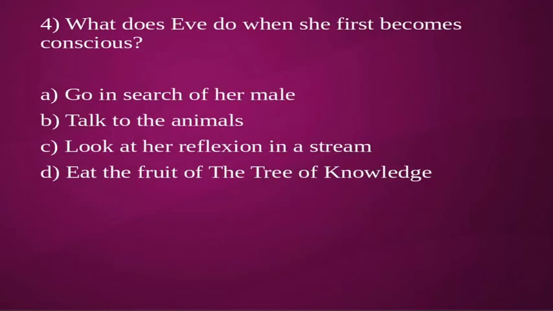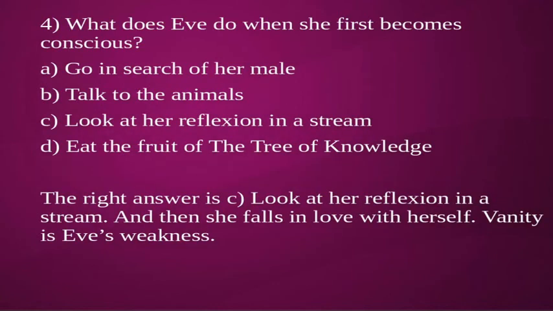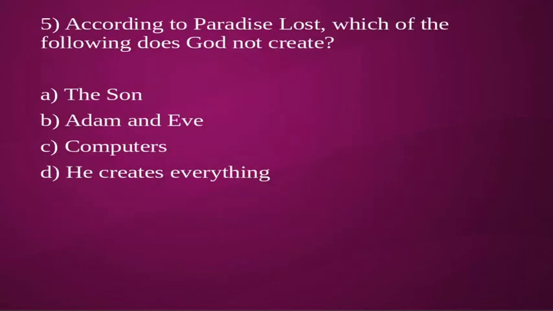Question number 4 is, what does Eve do when she first becomes conscious? Option A, go in search of her mate. Option B, talk to the animals. Option C, look at her reflection in a stream. And Option D, eat the fruit of the tree of knowledge. The right answer is C, look at her reflection in a stream, and then she falls in love with herself. Vanity is Eve's weakness.